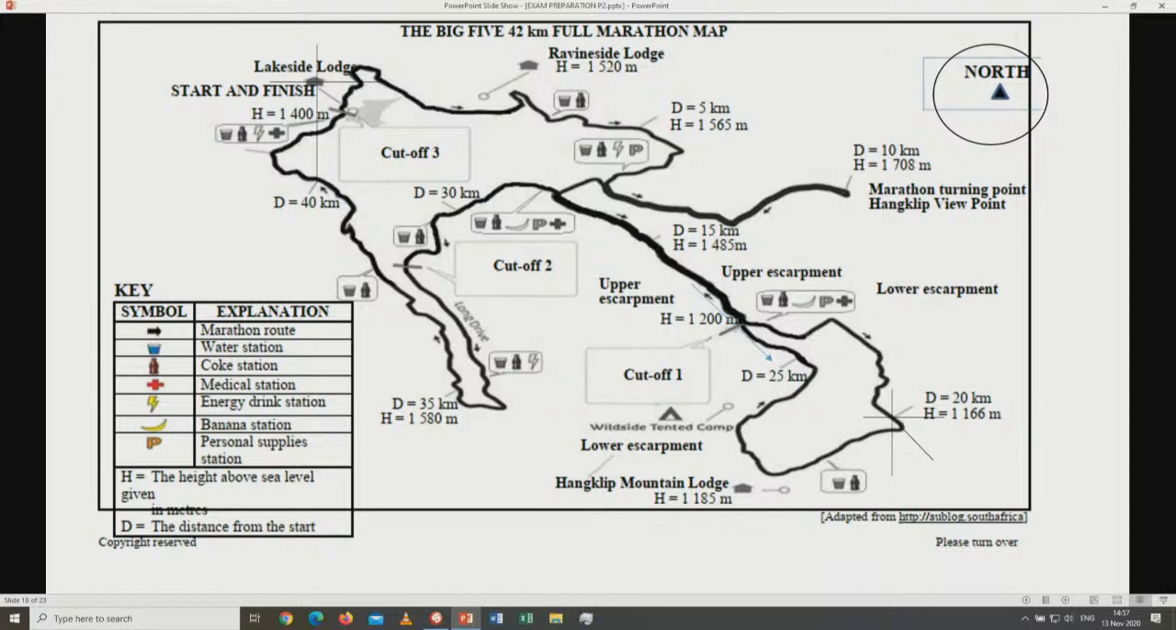Now, if I ask you in which general direction is the 30 kilometer mark from Lakeside Lodge? Here is Lakeside Lodge. There is your set of axes. There is your 30 kilometer mark. So again, there is your east, there is your south. So again, southeast.